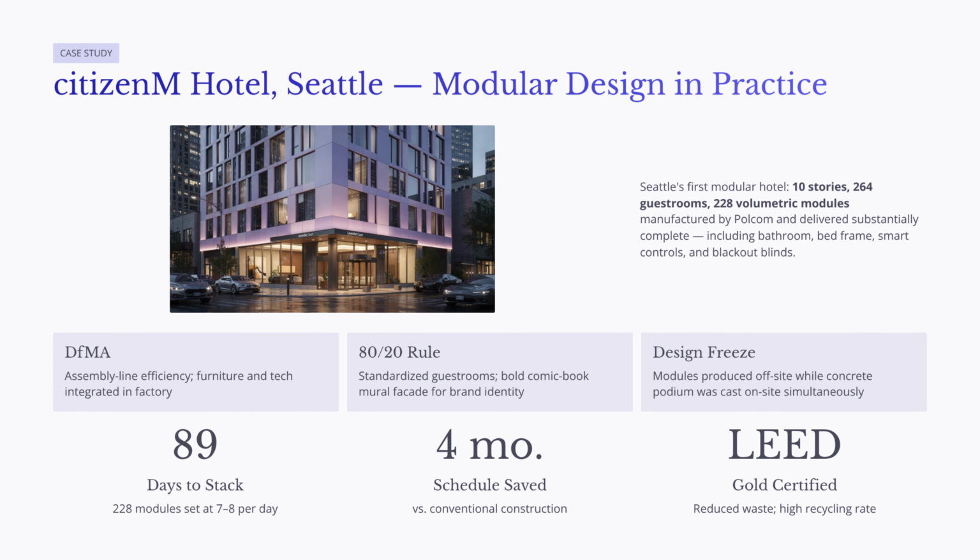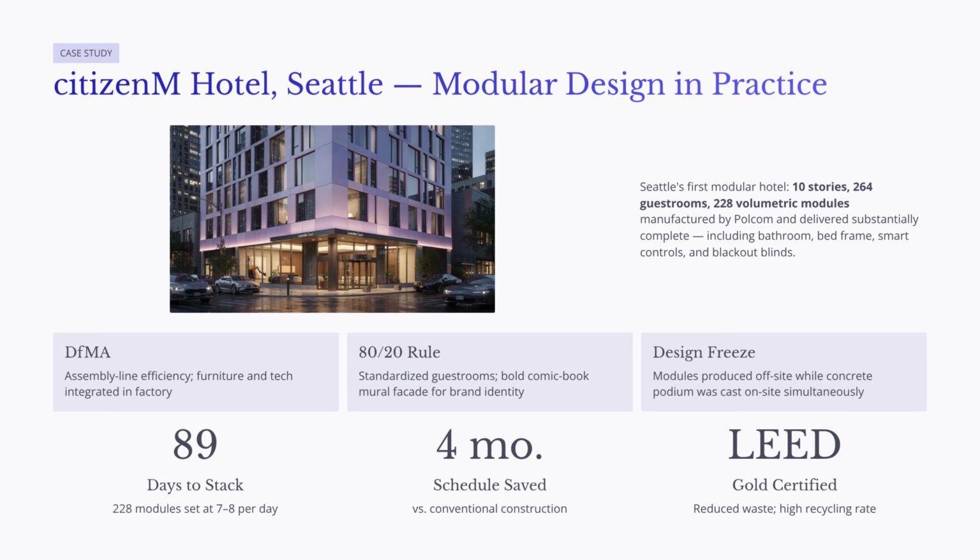The Citizen M Hotel in Seattle provides a clear example of modular design best practices in action. This project was Seattle's first modular hotel. It is a 10-story building with 264 guest rooms, assembled from 228 factory-built volumetric modules. The modules were manufactured off-site by Polcom and delivered substantially complete, including bathrooms, bed frames, smart controls, mirrors, blackout blinds, and other room components. This project shows the value of DFMA.